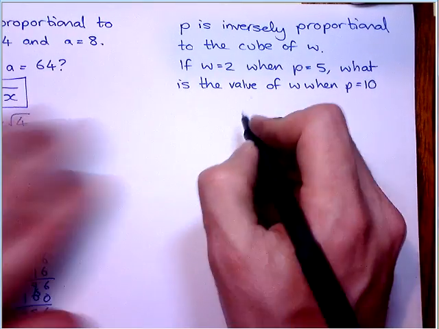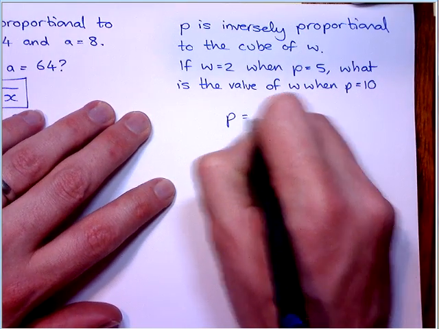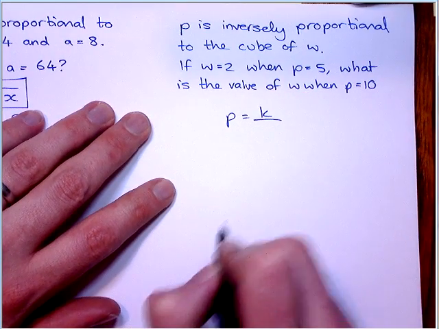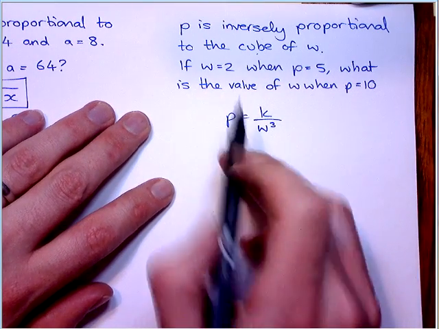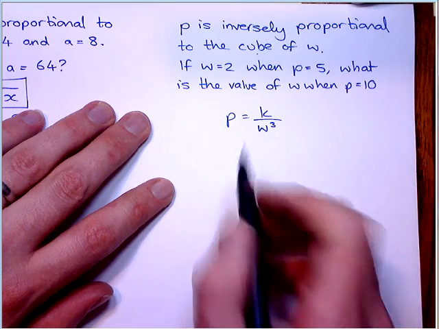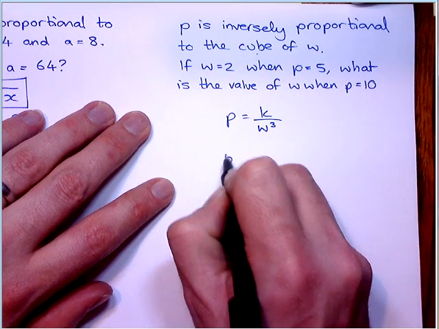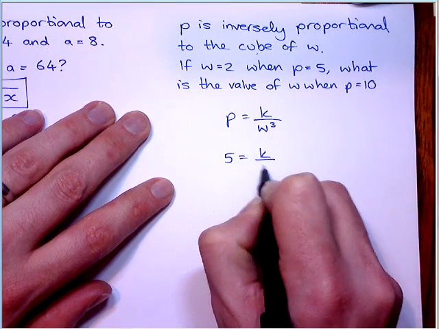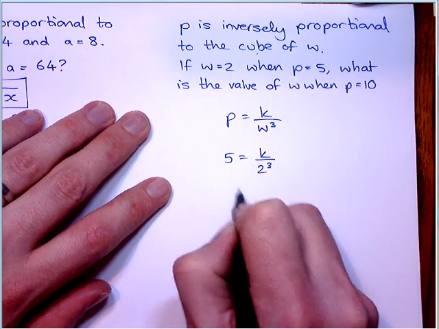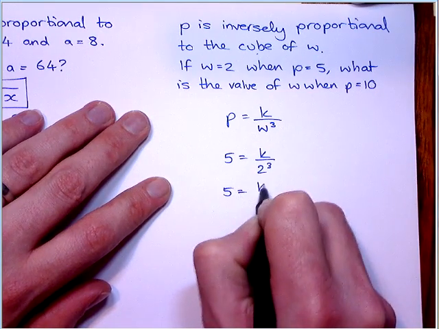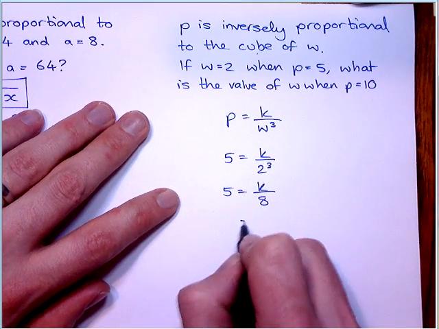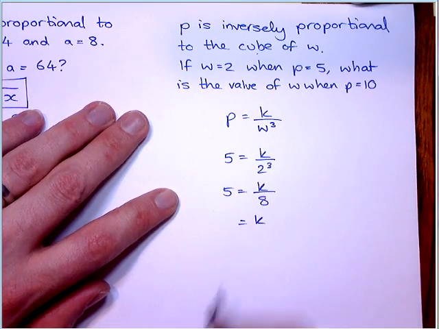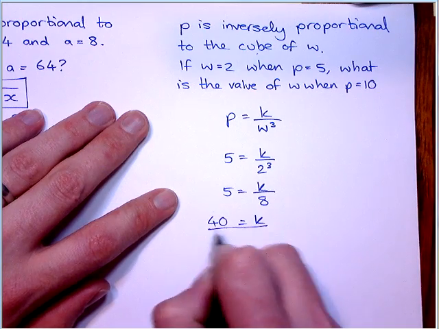Let's have a look at this one. So P is inversely proportional, so it's k over the cube of w, so it's w cubed. And like before, we've got the numbers. These questions never ever change. So P is 5 and w is 2. So I can tidy this up. So k is over 8 because 2 cubed is 8. And to get k on its own, I'm going to multiply by 8, and therefore that is 40.